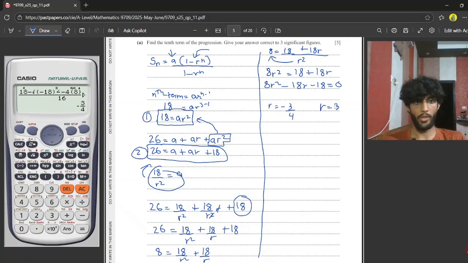Negative 3 by 4. This is the thing we're going to reject. Why? Because r is not supposed to be positive. They told us right at the start that r is going to be negative. So we're going to go with this value. And now we have this. We can go ahead and find a.